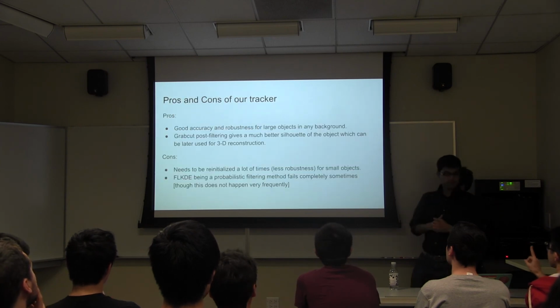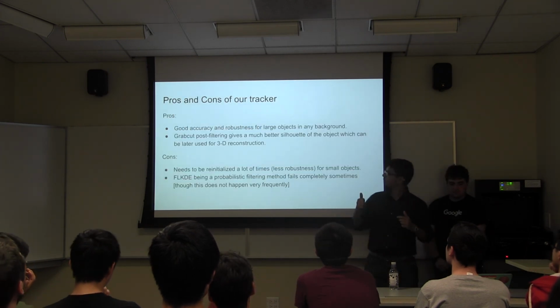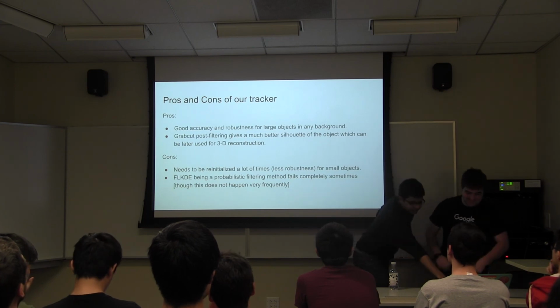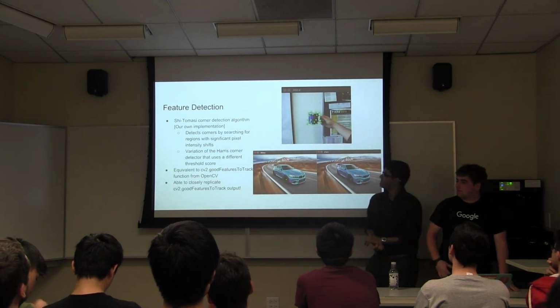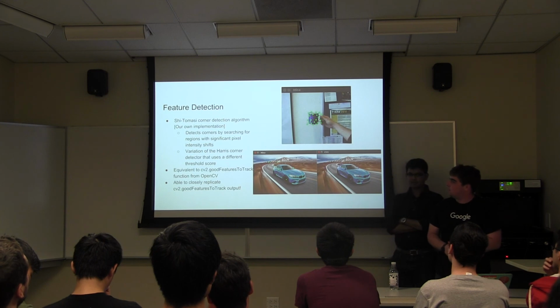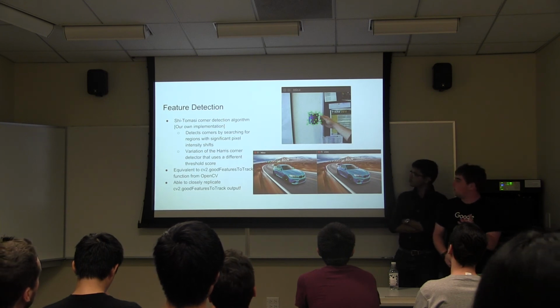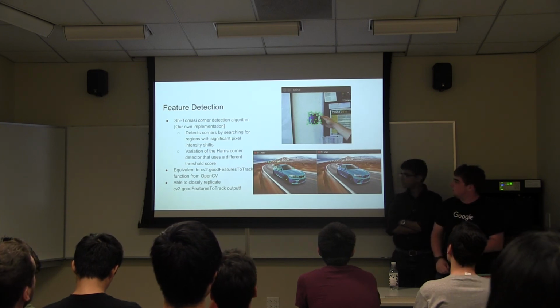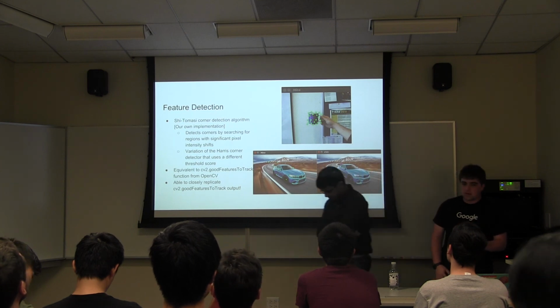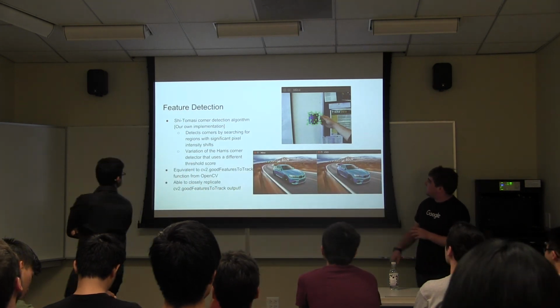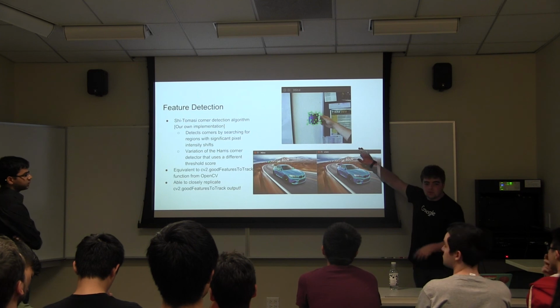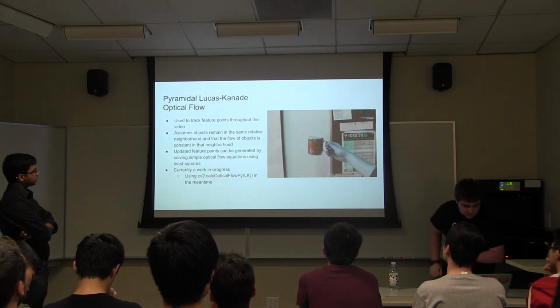Okay, I would like to skip the pros and cons because we need to talk about the reconstruction as well. For our reconstruction pipeline, of course, the first thing we have to do is detect our initial features. So we implemented our own version of the Shi-Tomasi corner detection algorithm, and this is one of the results that we got on that cup image, without going into too much detail.